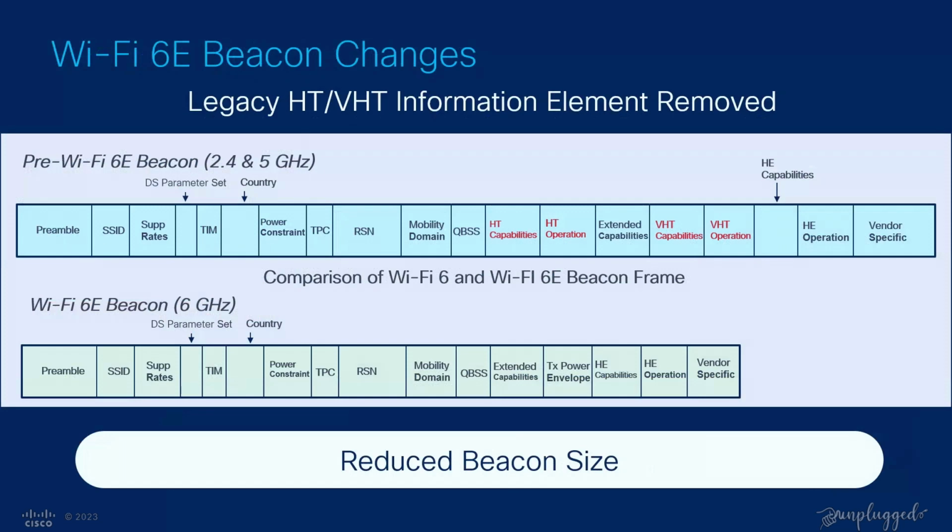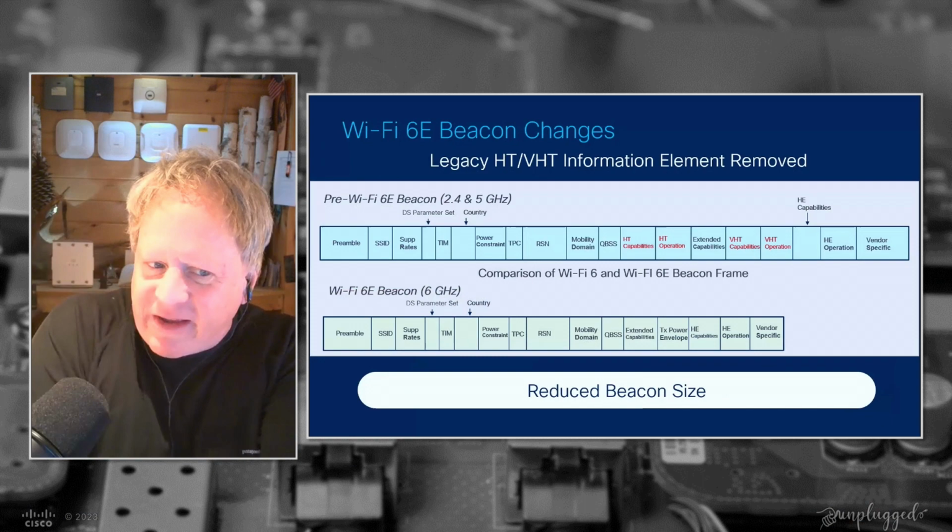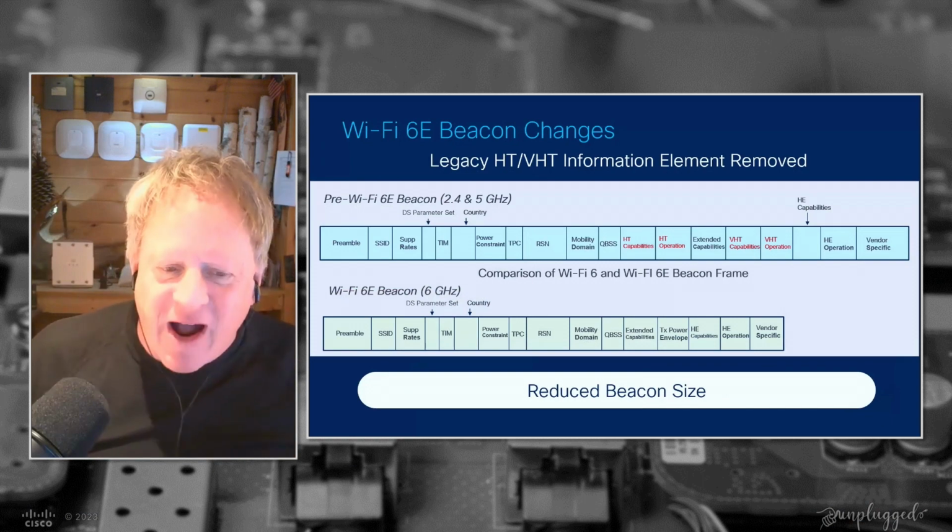So what we've done is we've taken out all the subfields within the beacon, these information elements that we don't really need to advertise anymore. And we've highlighted those in red at the top. You can see the pre-Wi-Fi 6E beacons. So the HT capabilities and HT operation in red are good examples of fields that no longer need to be transmitted anymore. And the reason for that is because, remember, 6 gigahertz is our new superhighway.